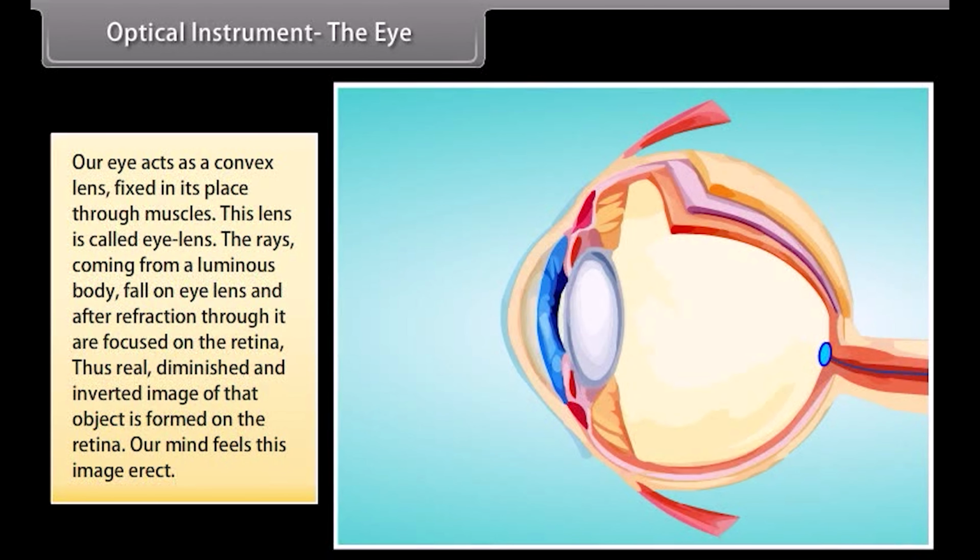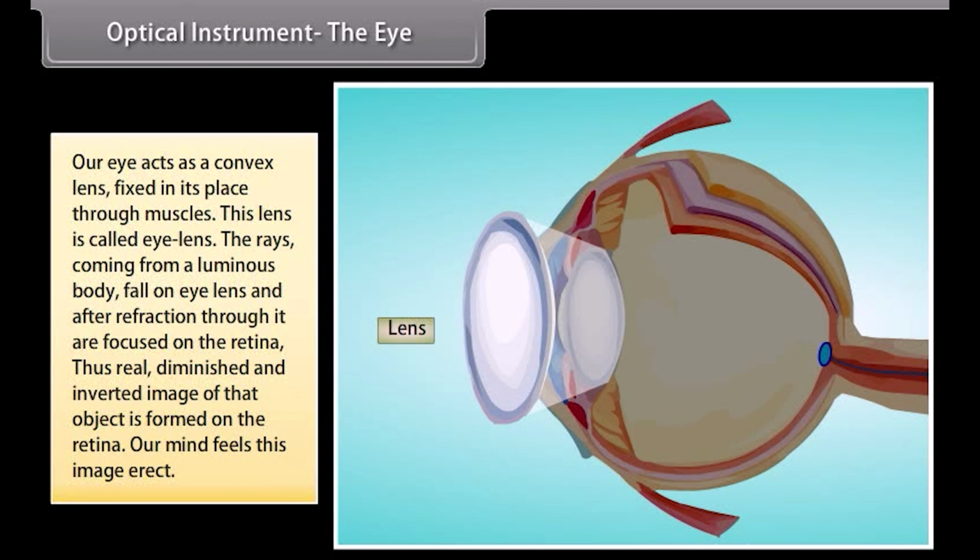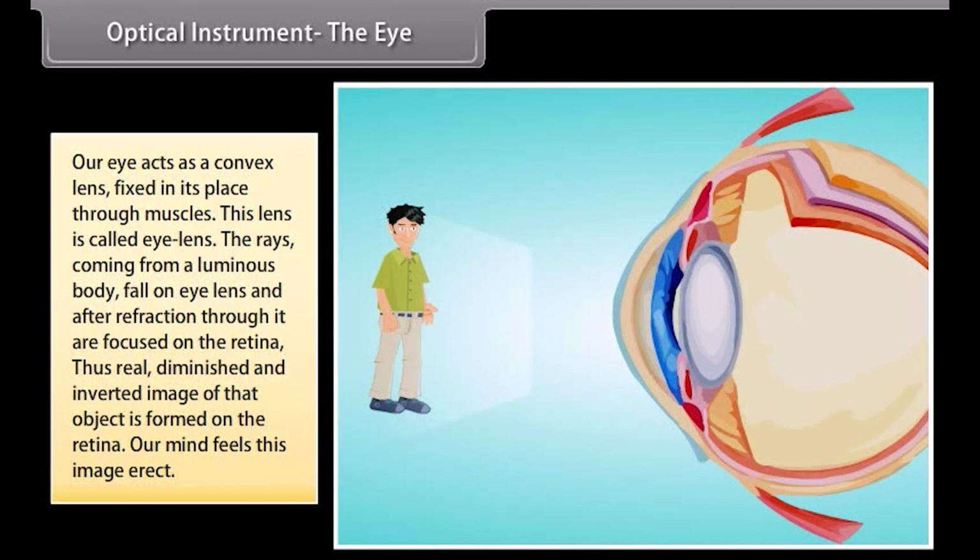Optical instrument, the eye. Our eye acts as a convex lens fixed in its place through muscles. This lens is called the eye lens. The rays coming from a luminous body fall on the eye lens and after refraction through it are focused on the retina. Thus, a real, diminished and inverted image of the object is formed on the retina. Our mind feels this image as erect.